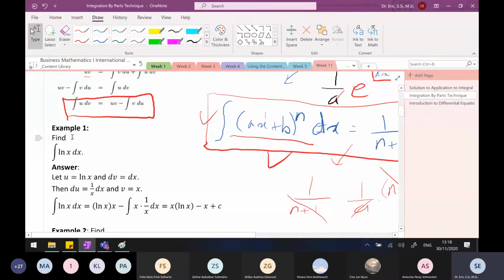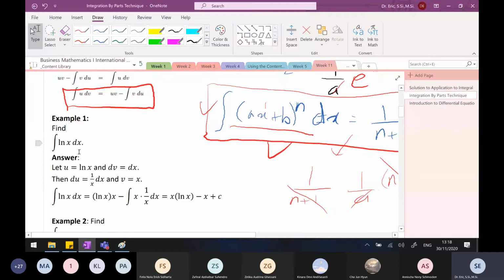Some of you have already asked, but what if I want to find the integral of ln x dx? What do I have to do? I have to let this be u and this be dv, to fit the formula. And to use the formula, I have to find v given dv, and given u, I have to find du.